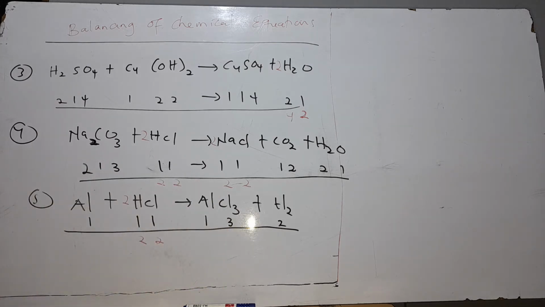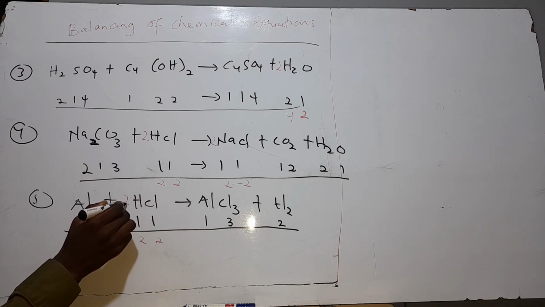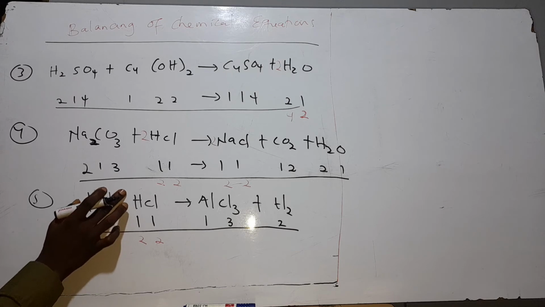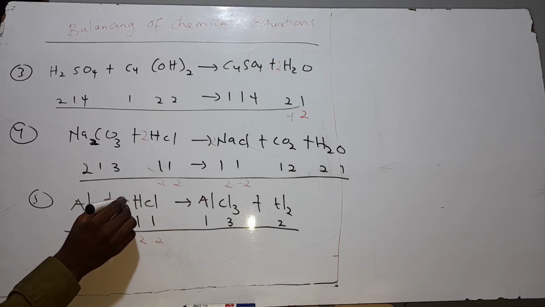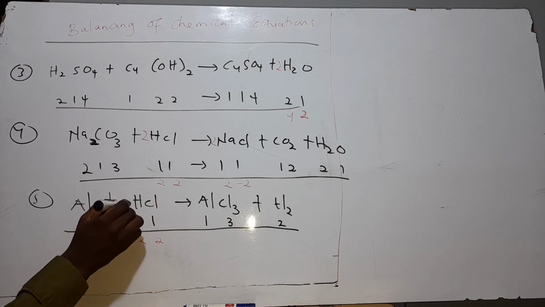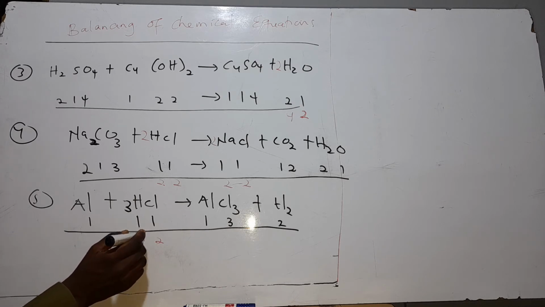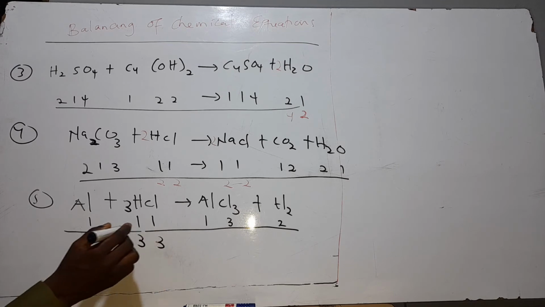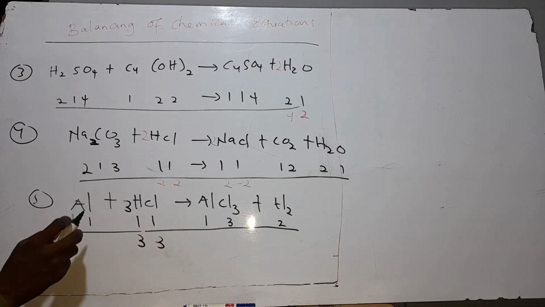What if I put 2 here? If I change this one to be 3, let's see what happens. I want the chlorine to be 3. Let's assume I put 3 here. If I put 3 here, hydrogen will be how many? Let's look at it. Hydrogen will be 3, right? Hydrogen here is going to give us 3. Chlorine is going to give us how many? 3. So you see that the chlorine here will be 3. But then the hydrogen will not be balanced.